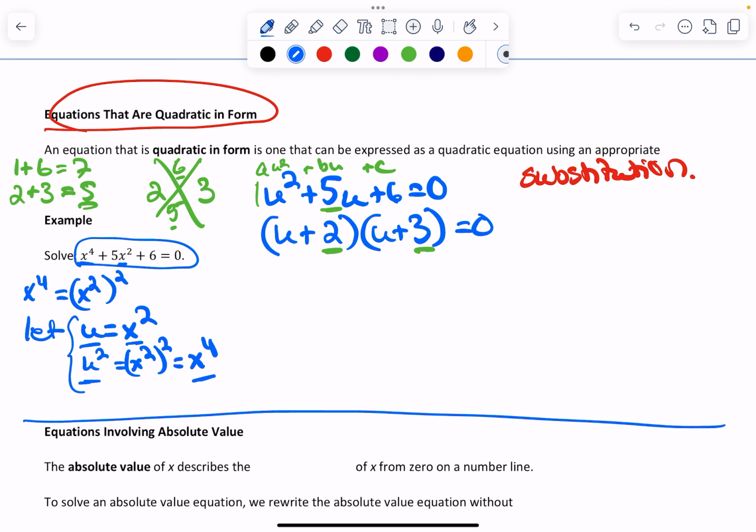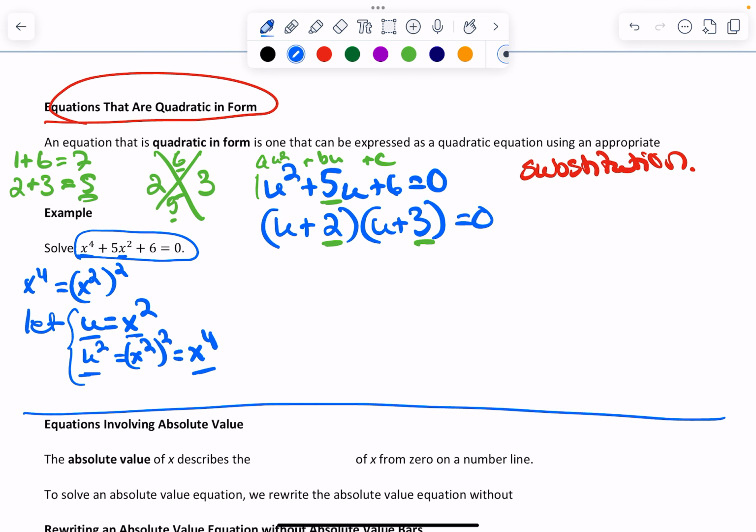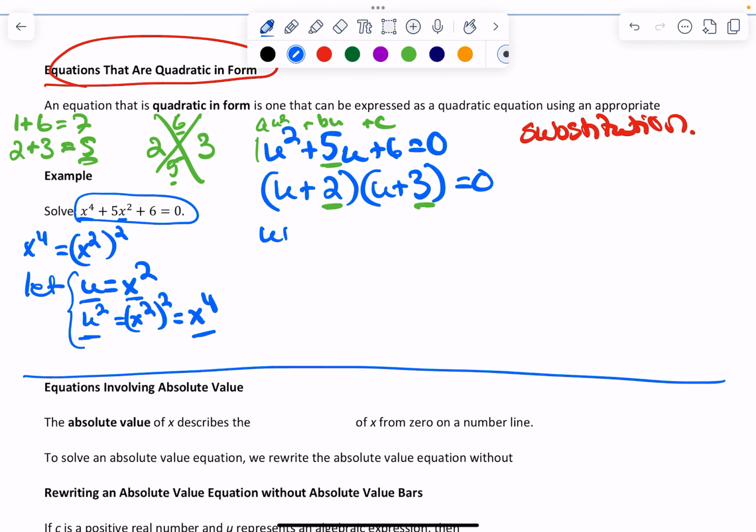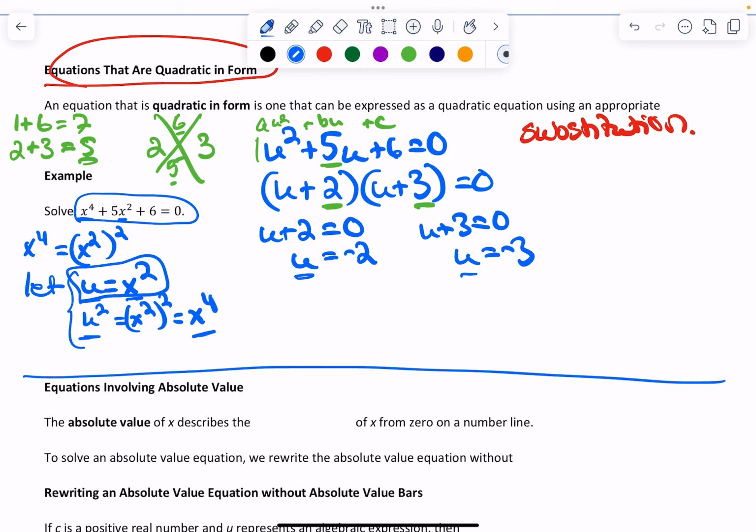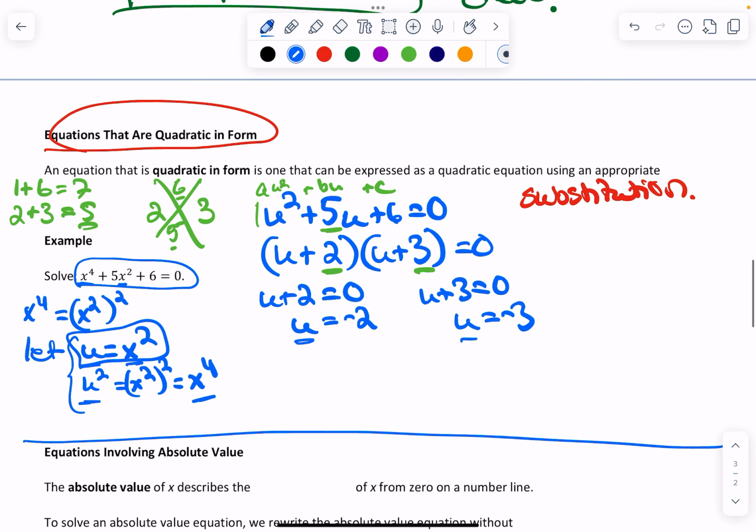Okay, and now we're going to solve. So u plus 2 equals 0, and u plus 3 equals 0. So we get u equals negative 2 and u equals negative 3 because we are subtracting those numbers. Now, the one thing we need to remember is that we are solving for x and not u. So we have to plug the x squared back in. When we do that, we get x squared equals negative 2, and x squared equals negative 3.